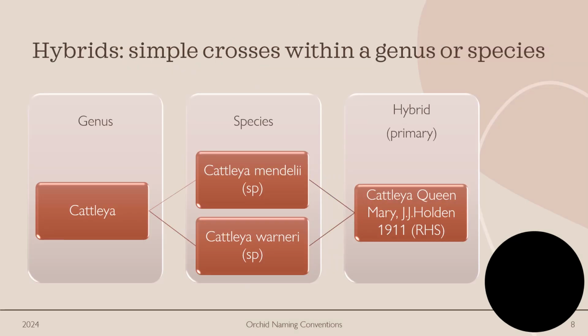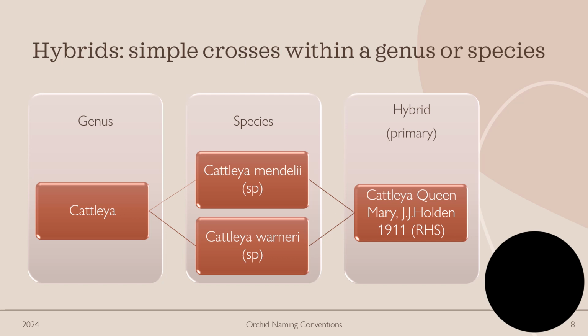We had a look at cultivars and varieties, which are selections that humans make from a species with traits that we like. But there's another way we can create plants that we want, and that is through hybridization. So a hybrid is a simple cross within a genus or a species. And here I'm going to give you an example of two species that are crossed to create a primary hybrid. Primary hybrids are crosses between two species.